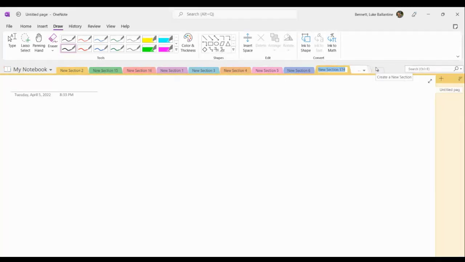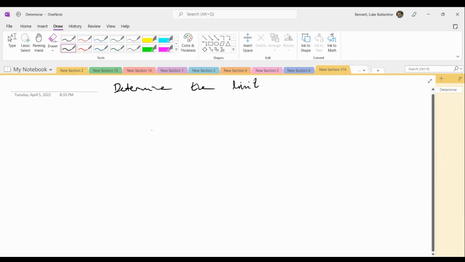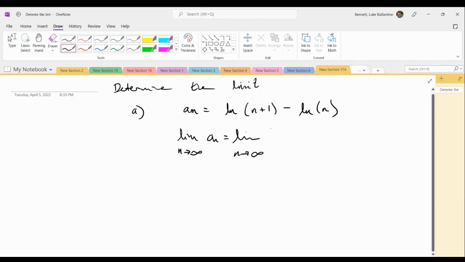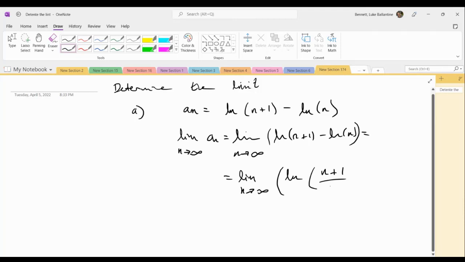So determine the limit. If we have a(n) equals the natural log of n plus 1 minus the natural log of n, and we want the limit as n goes to infinity of a(n). This is the limit as n goes to infinity of ln(n+1) minus ln(n). And then this is equal to the limit as n goes to infinity of ln((n+1)/n).